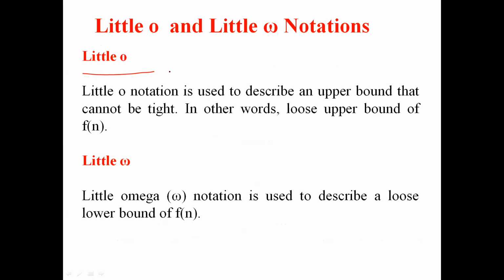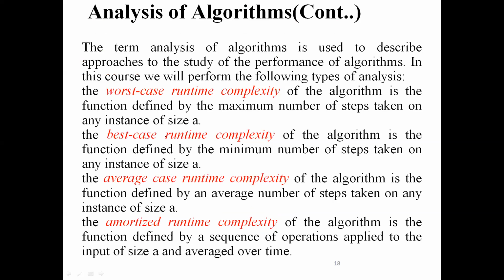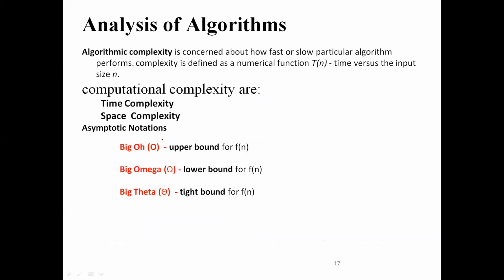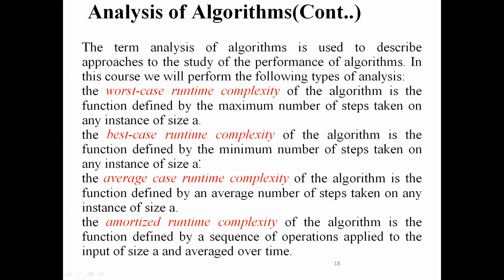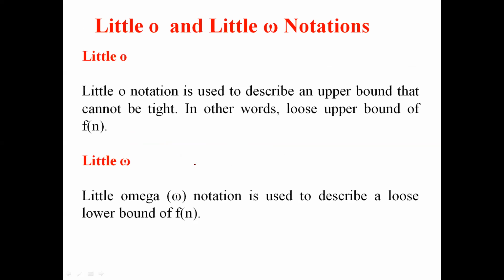Tight upper bound. Generally we won't say tight, but it is a tight upper bound. Complementary to this is little O. Little O is nothing but a loose upper bound. The worst case should not always be 10 seconds. It can be 9 seconds, or 8 seconds also. So in order to mention that, they have used another notation called little O and little omega. This also we have discussed very clearly.